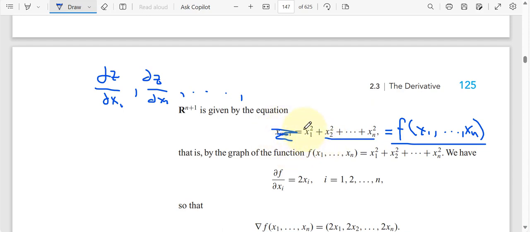And if you take the partial derivative of this thing, call it f or call it z, whatever you want, with respect to x2, then this is 0, and all this stuff is 0, and then we just get 2x sub 2. And you can see the pattern here. You get 2x sub 1, 2x sub 2, 2x sub 3, and so on up to 2x sub n. And so they write 2x sub i for the partial of f with respect to x sub i.